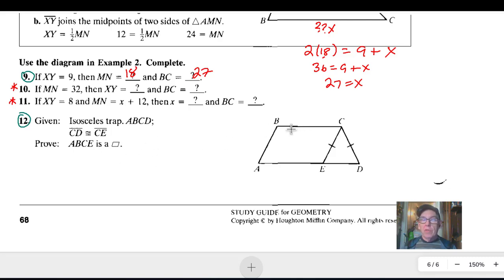So they want us to prove that ABCE is a parallelogram. So parallelogram, opposite sides are going to be parallel. Another thing with a parallelogram, the diagonals are going to bisect each other. Opposite angles are going to be congruent.